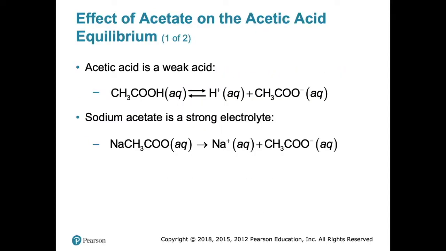There we go. Okay, so the effect of acetate on acetic acid equilibrium. We remember that acetic acid is the weak acid, and when it dissociates, it becomes protons or hydronium ions and the acetate ion. It turns out that sodium acetate is a very strong electrolyte, which is actually funny because acetic acid is a very weak acid. It makes kind of sense though because acetic acid is an organic compound, whereas sodium acetate is an ionic compound, and that's why it's such a strong electrolyte.